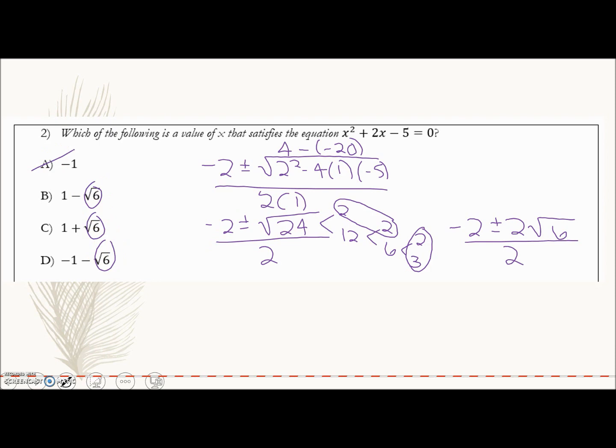So A is out, and I actually can then make the conclusion that it is D, because that is the only one that has that negative out front there.